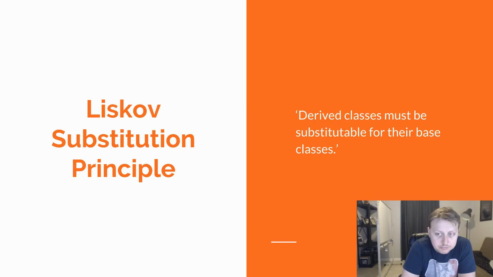So with that being said, derived classes must be substitutable for their base class. So in any good object-oriented programming language, you usually have a base class that you can extend to your child class.